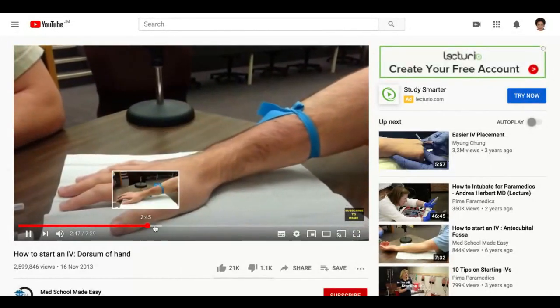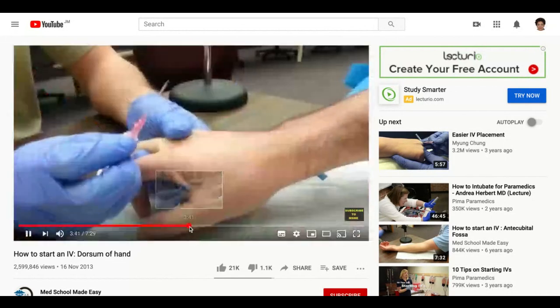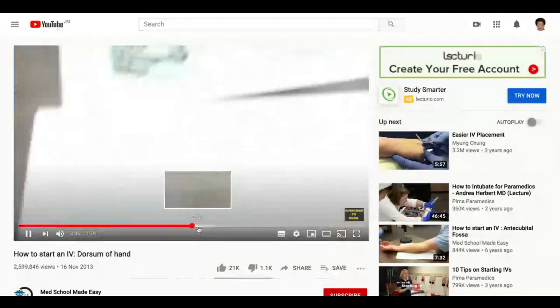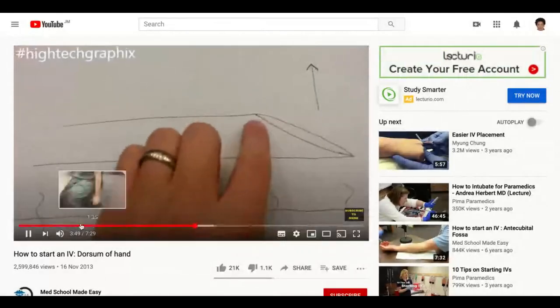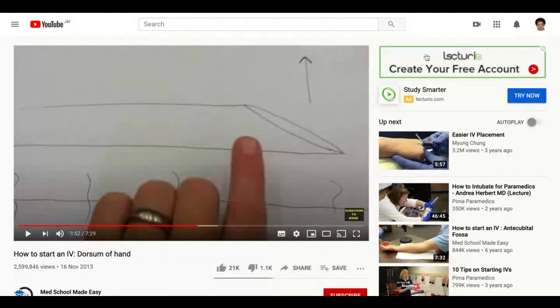So step 1 is complete. Dominant hand, a few inches distal to the vein, bevel up. What does that mean? Well, here's a little graphic. You can see the bevel, referring to this diagonal portion of the needle. All right. So it is there. Go have a look.